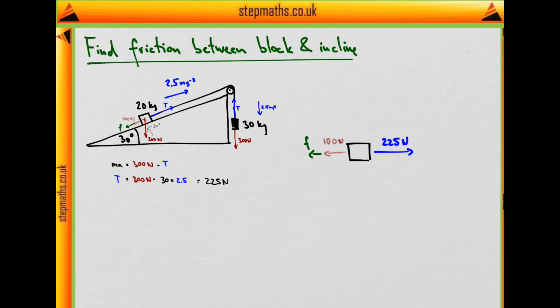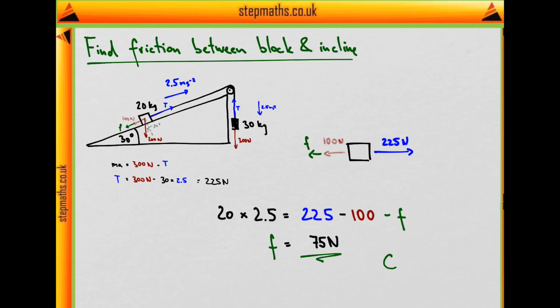So once again, we can write down Newton's second law as mass times acceleration is the resultant force of these three, 225 to the right minus 100 minus F. And again, that's a linear equation in F, so we can express F in terms of the numbers, which gives us 75 newtons. So that's the final answer for the friction between the block and the incline. And in the exam, it was option C.